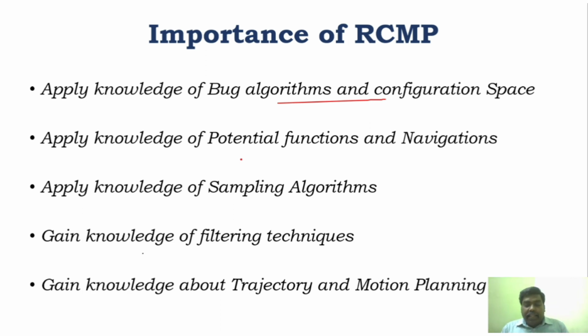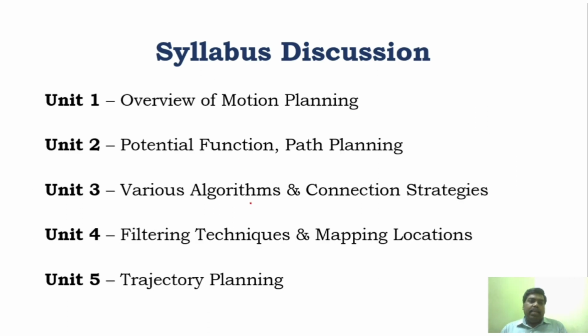We will start with the syllabus discussion. In the first unit, we will give the overview of motion planning: what exactly happens, why we have to plan for motion planning. That is what you're going to see in unit 1. In unit 2, you will study in depth about potential functions and planning techniques. In unit 3, you will see various algorithms and connection strategies. Unit 4 is all about filtering techniques and mapping locations. And in unit 5, you will study the complete trajectory planning of a robot. So this is the overall syllabus for this subject.